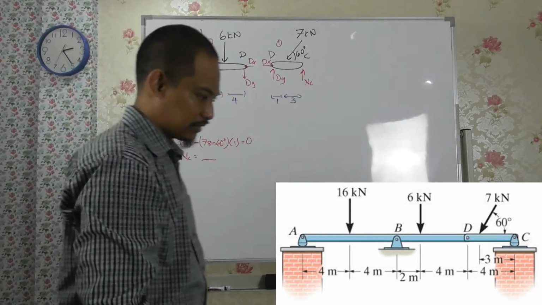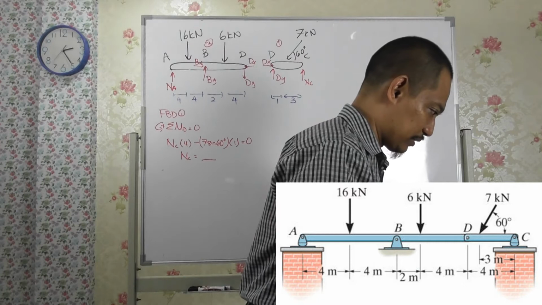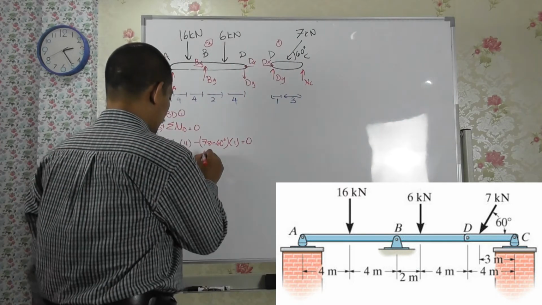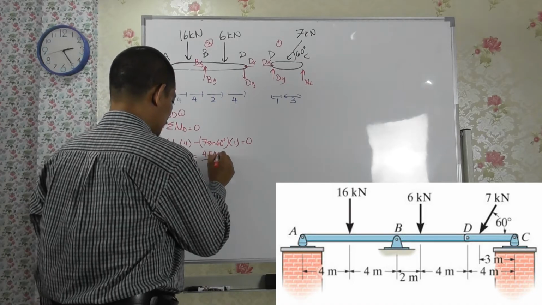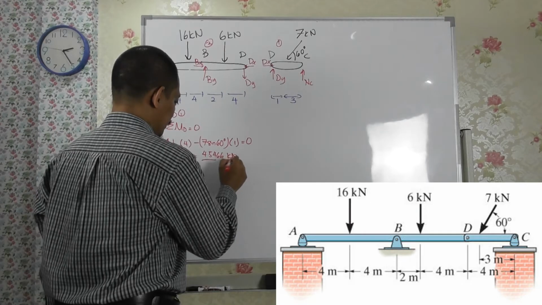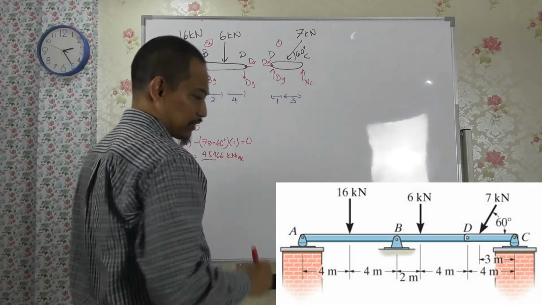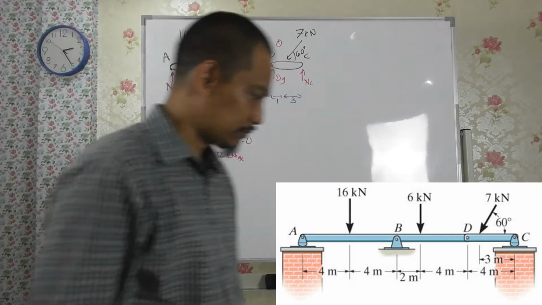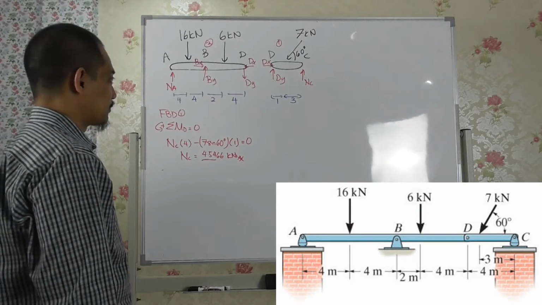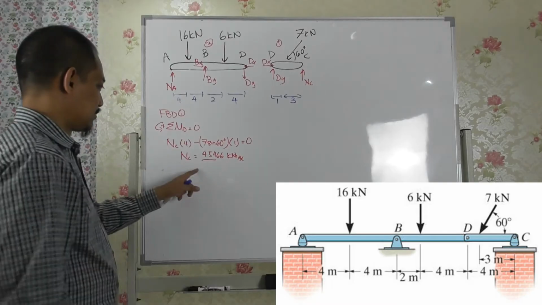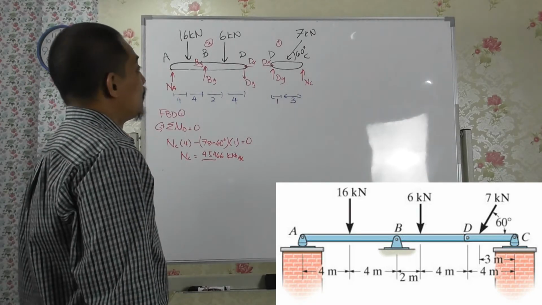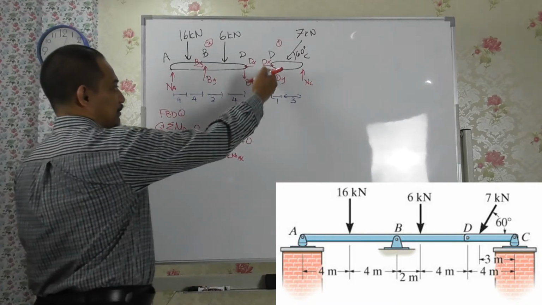Right, so let's take a look at the answer. If my calculation is correct, NC is 4.5466 kilonewton. So this is one answer, because the question asks for the reactions of all supports, and NC is one of them. After you get this one, you can solve for Dx and Dy.